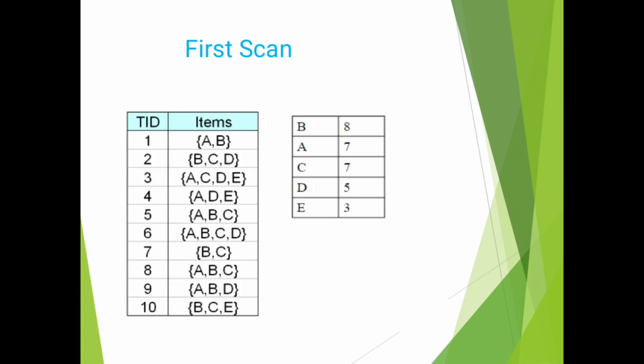Next one, the first scan of the frequent pattern growth. The two columns to be separated: first one transaction ID, second one items. The first transaction to the 10th transaction. The first transaction is A, B. The last transaction is B, C, E. The supporting value of B is 8, A is 7. The supporting value of C is 7, D 5, E 3.